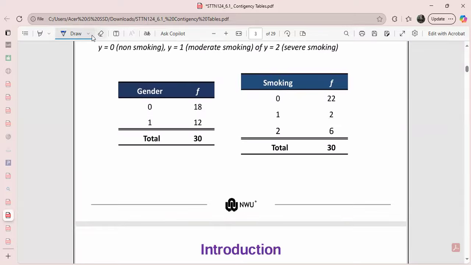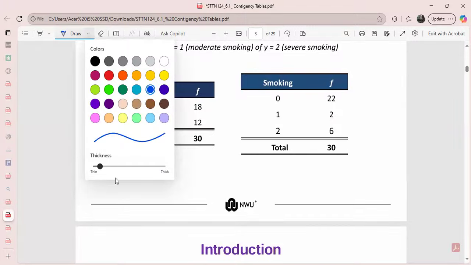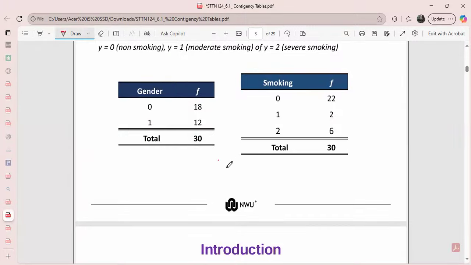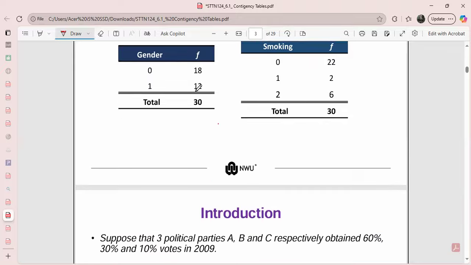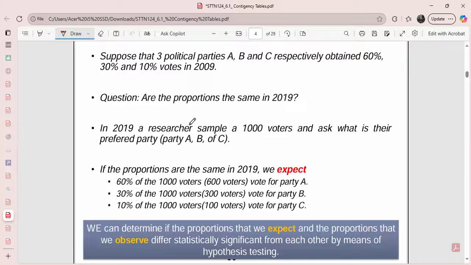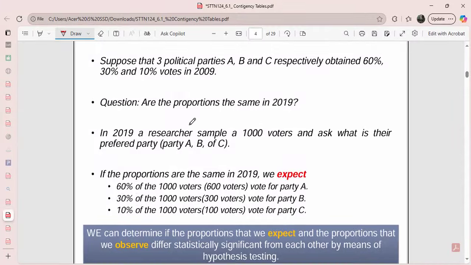Okay, let's check. The first one here is a frequency table. But I can't talk about the frequency table because I believe that most of you are aware of how to get the frequency table, since last semester you did STTN111 and you did the frequency table. And also you can start with the introduction.